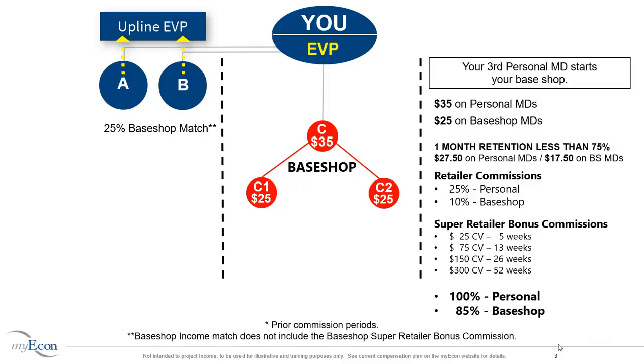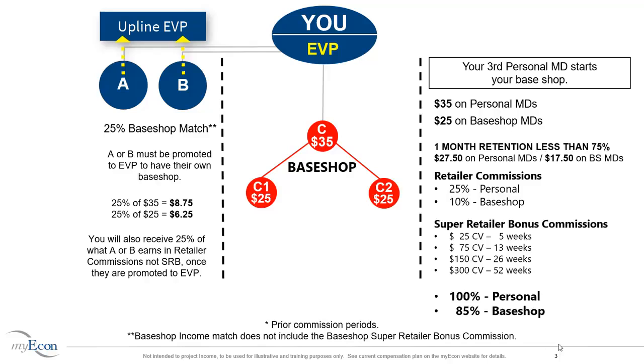However, you will receive a 25% match of the base shop income of those first 2 marketing directors after they are promoted to Executive Vice President. 25% of $35 is $8.75, and 25% of $25 is $6.25. The 25% match does not include income from the Super Retailer Bonus.